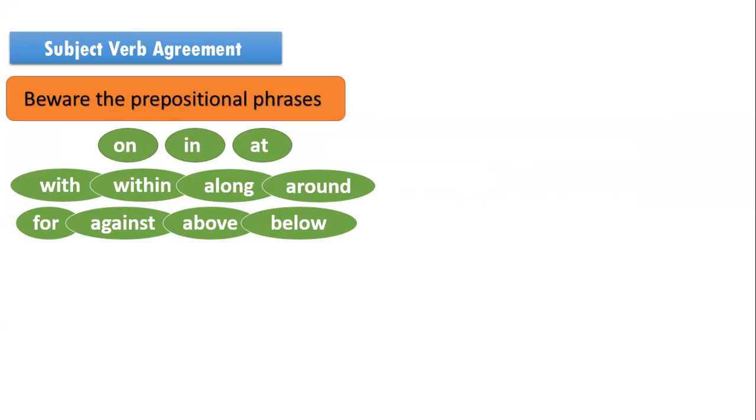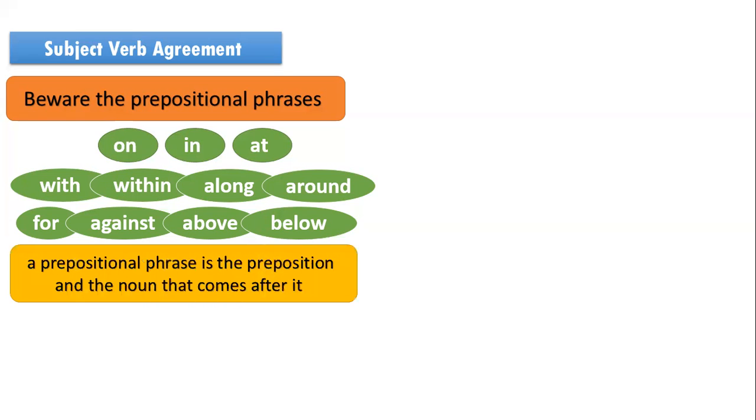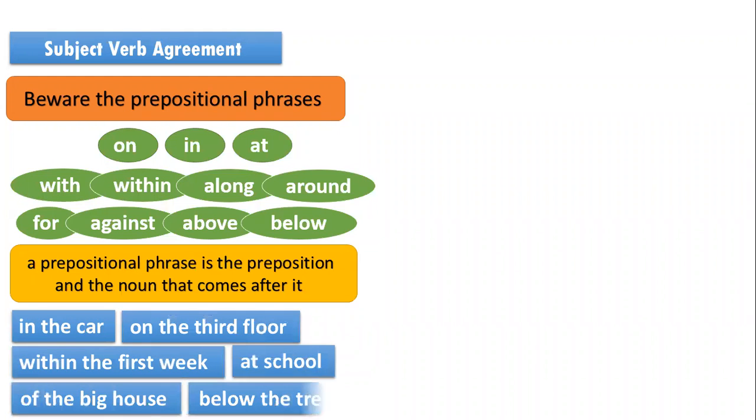They are not nouns, they are not verbs, they are not adjectives, they are not articles, they are nothing but prepositions. So what's a prepositional phrase? A prepositional phrase is the preposition plus the noun that comes after it. So whenever you have words like in the car, on the 3rd floor, within the 1st week, at school, of the big house, below the tree, all of these are prepositional phrases.